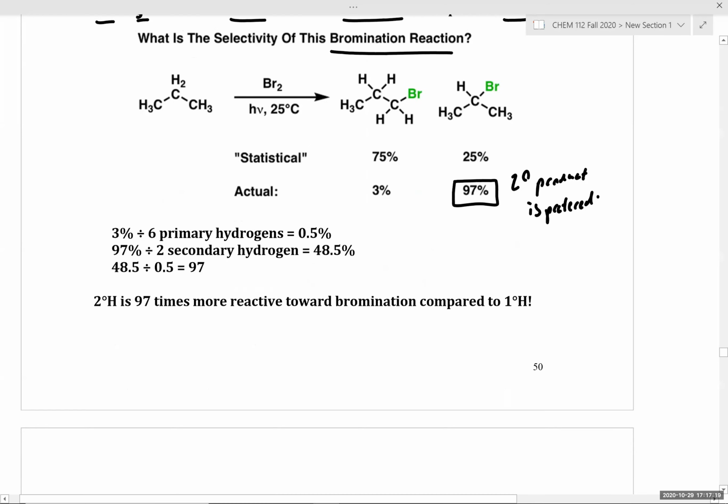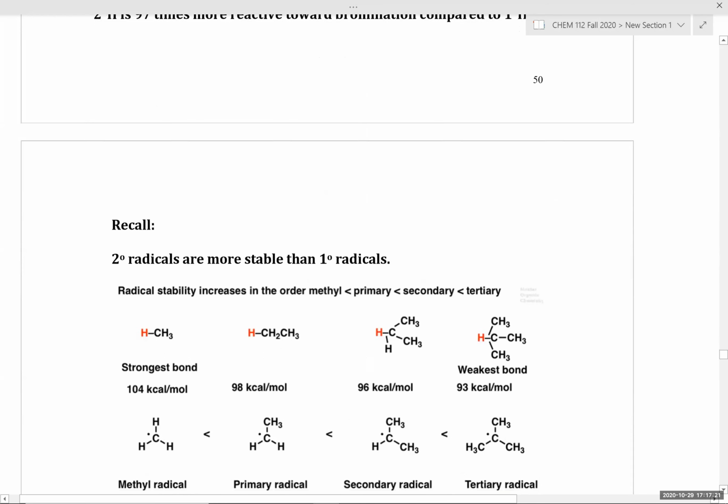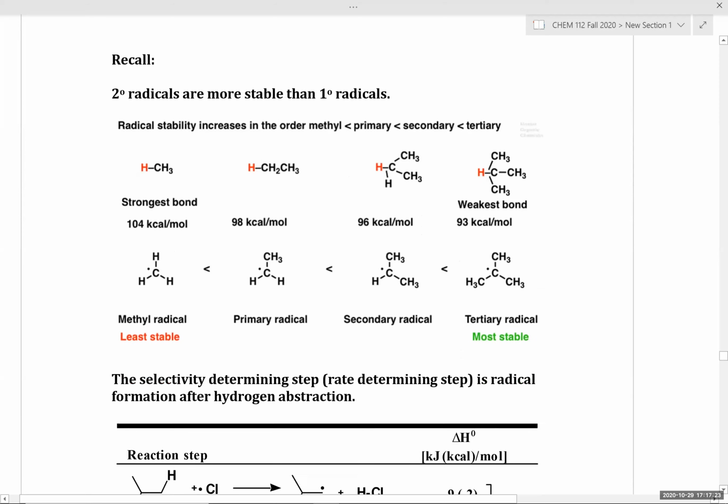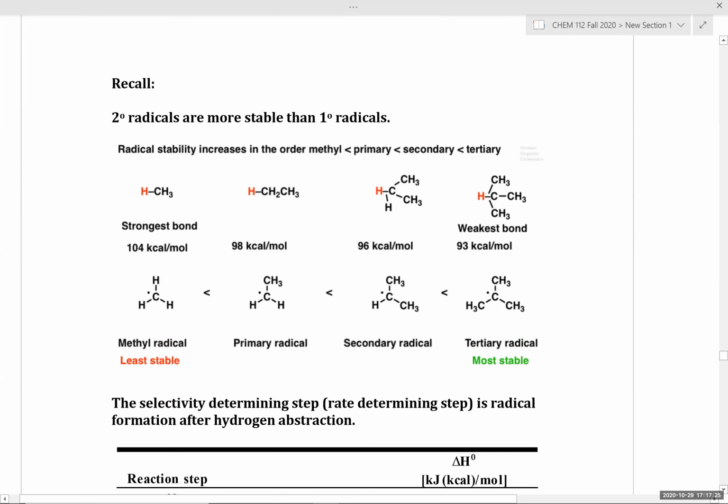Okay, so let's just provide some background. We know that secondary radicals are more stable than primary radicals. So this preference for selectivity for chlorination and bromination at the secondary carbon makes sense at a superficial level, right? That makes sense from a broad view perspective.